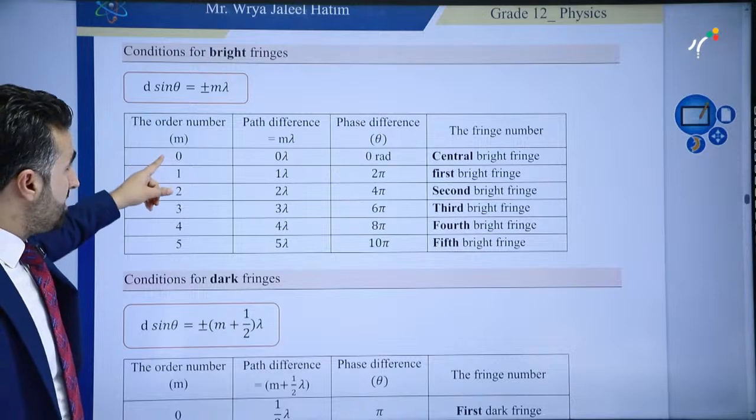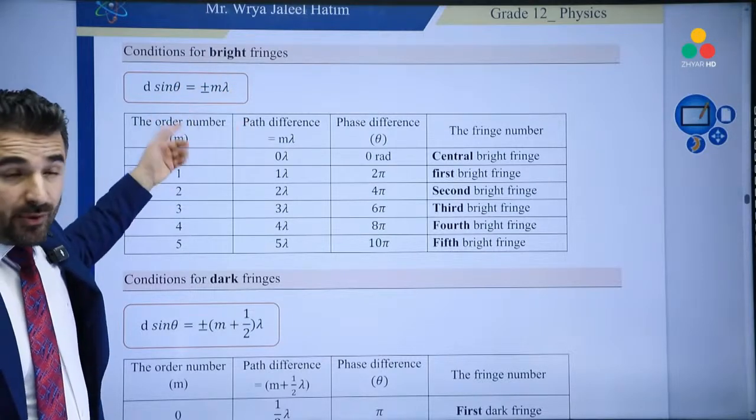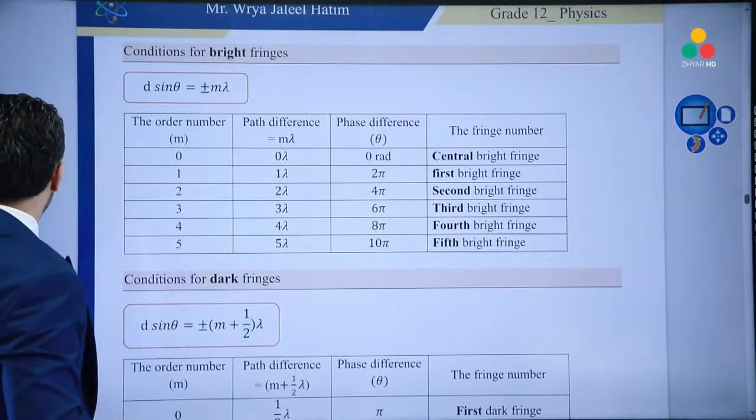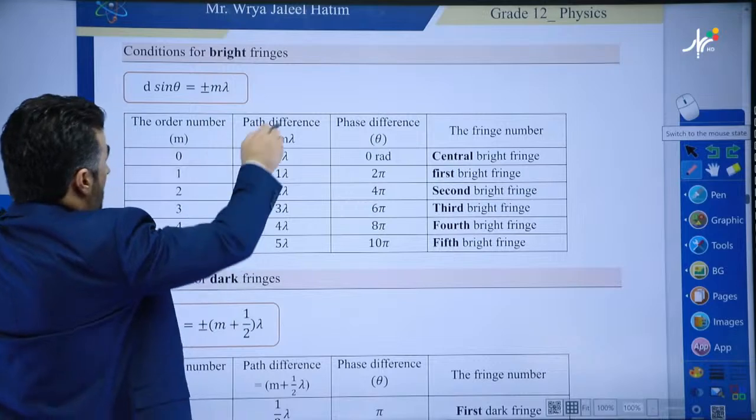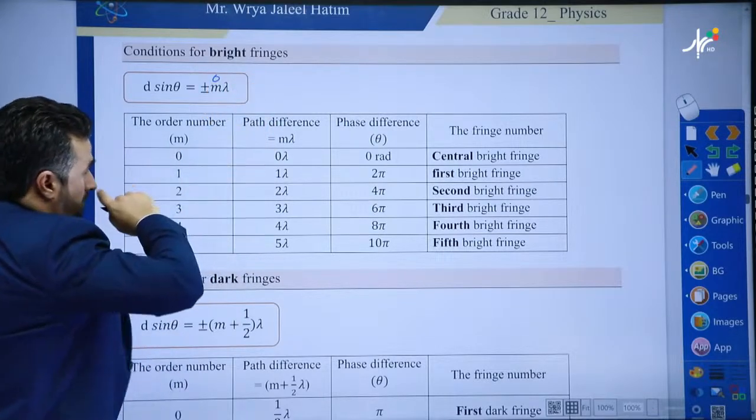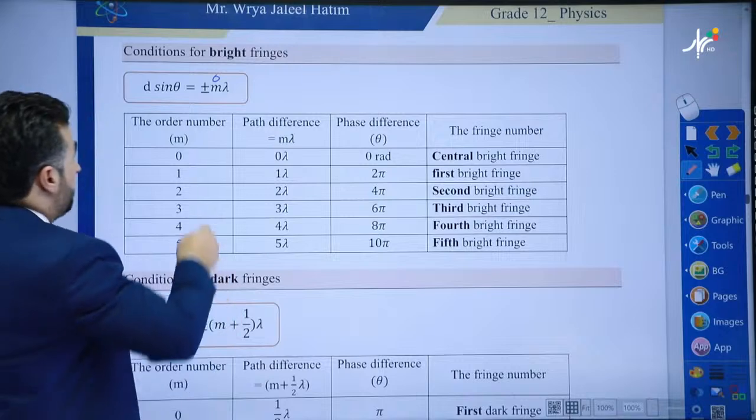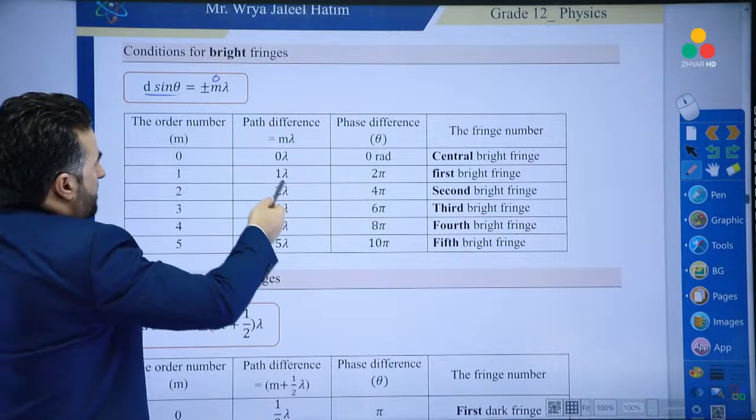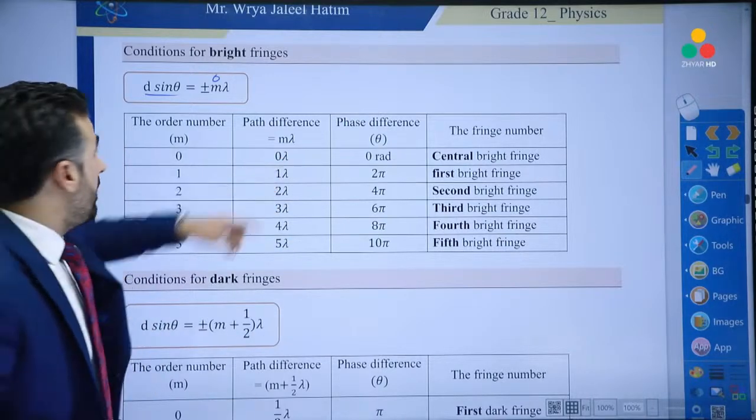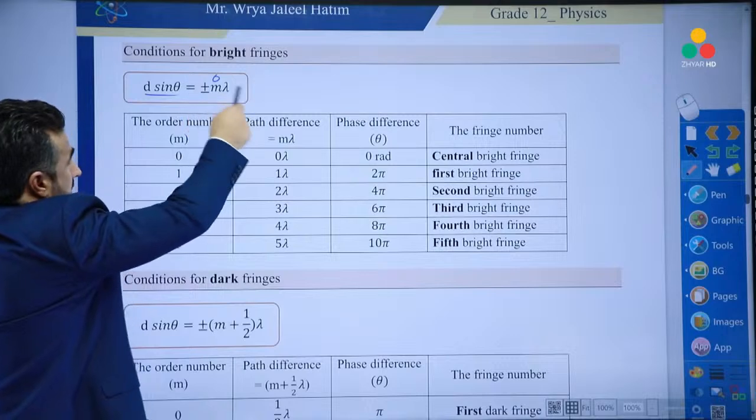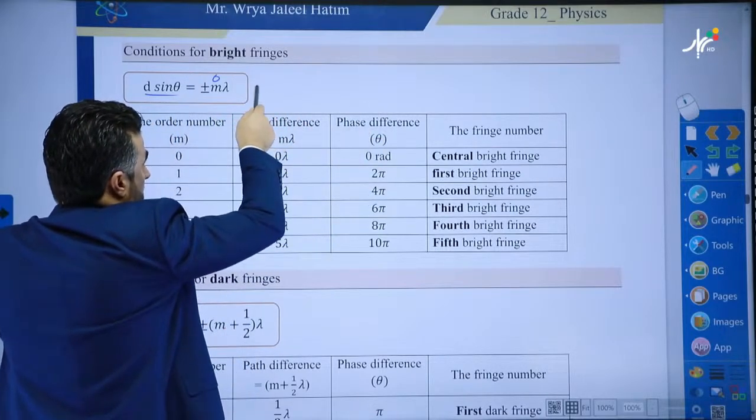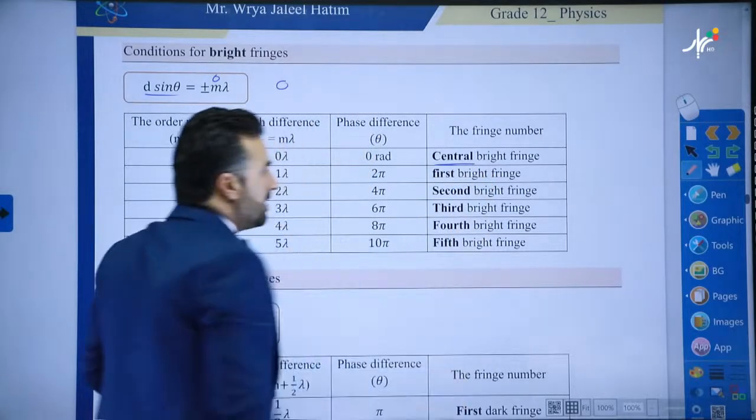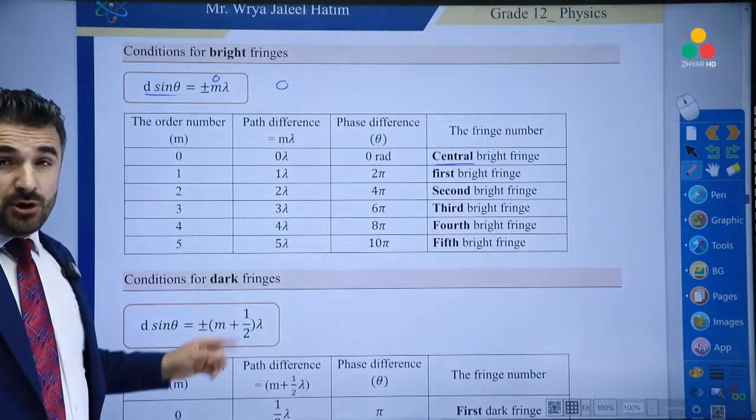So when m is 0, we're talking about constructive, or bright ones here. When m is 0, the path difference is 0. Why? Because we are using this equation. Here's the path difference, d sine theta. If m is 0, the path difference is going to be 0, and then the phase difference between the two is going to be 0 as well. As a result, we get the central bright fringe here. That is for constructive interference.